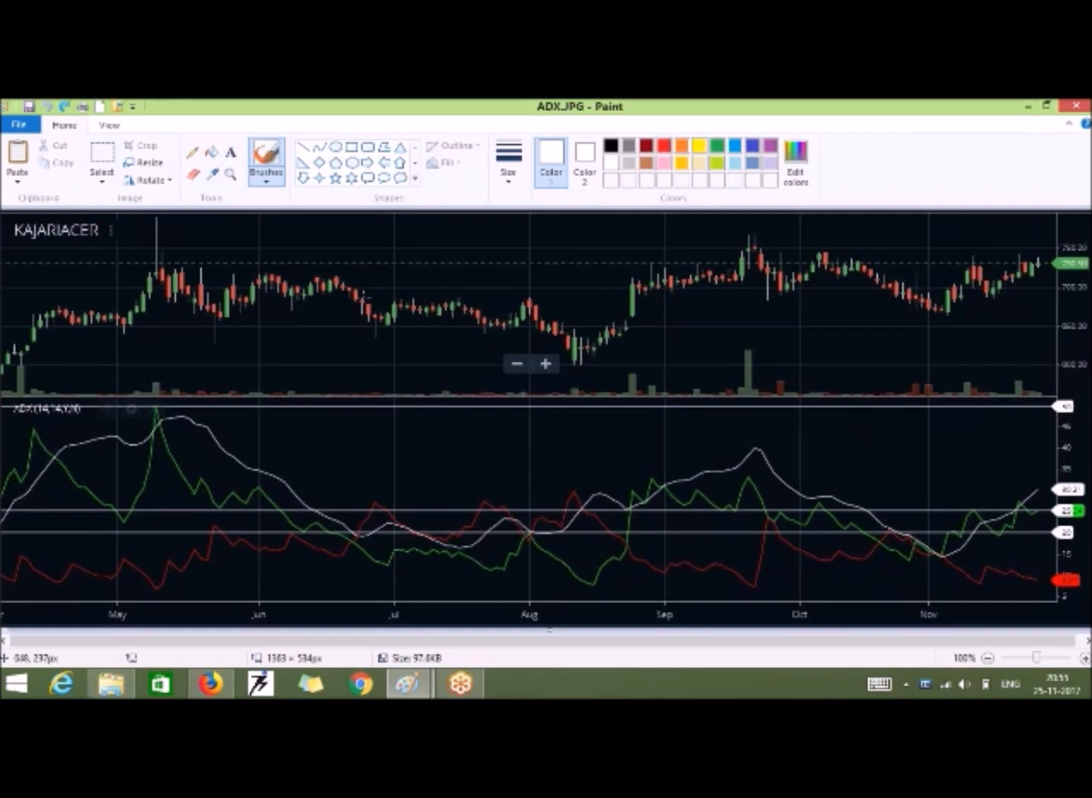The eighth one is that the trend is seen or predicted to be an uptrend when the positive directional indicator line is above the negative directional indicator line. It's actually a little bit complicated calculation. Please note down this one. When you can tell that it's an uptrend, let me write it down.